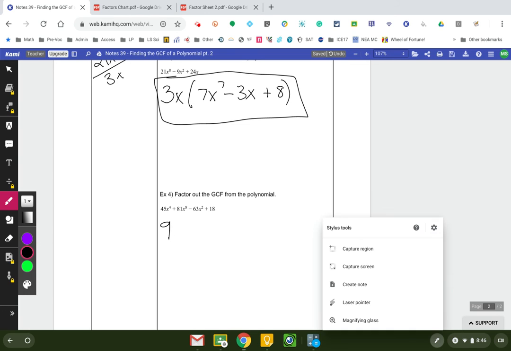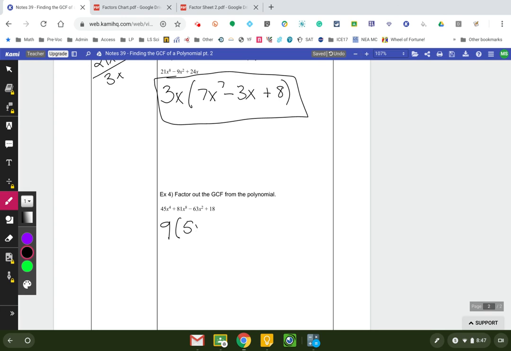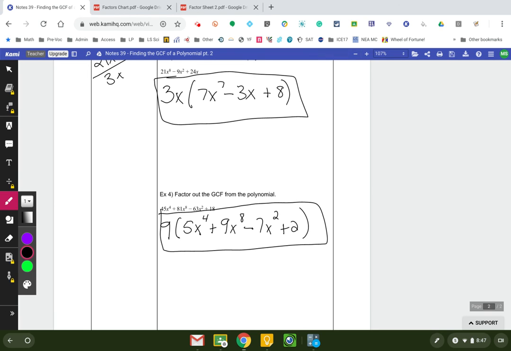And then if I look, I notice out here that this 18 doesn't have a variable on it, which means we don't have to factor out a variable. So all the variables just stay, which makes our job a lot easier. So that's 5x to the 4th plus 9x to the 8th minus 7x squared plus 2. Okay, even though that problem looked harder at the beginning, it's actually easier because that 18 had no variables on it.